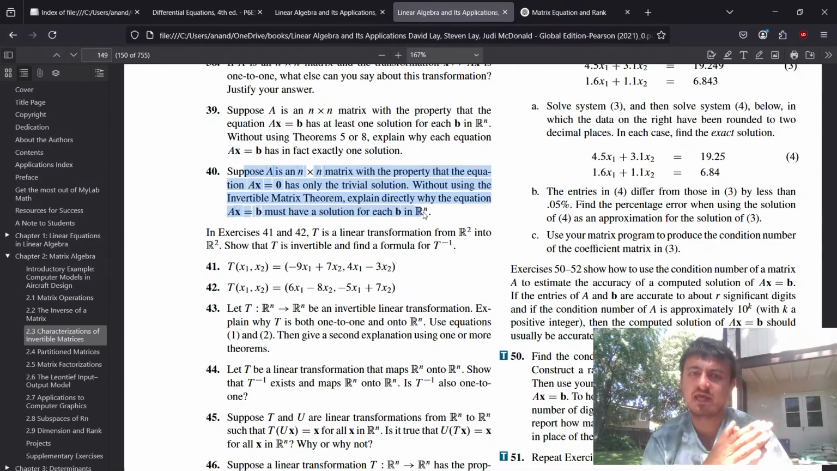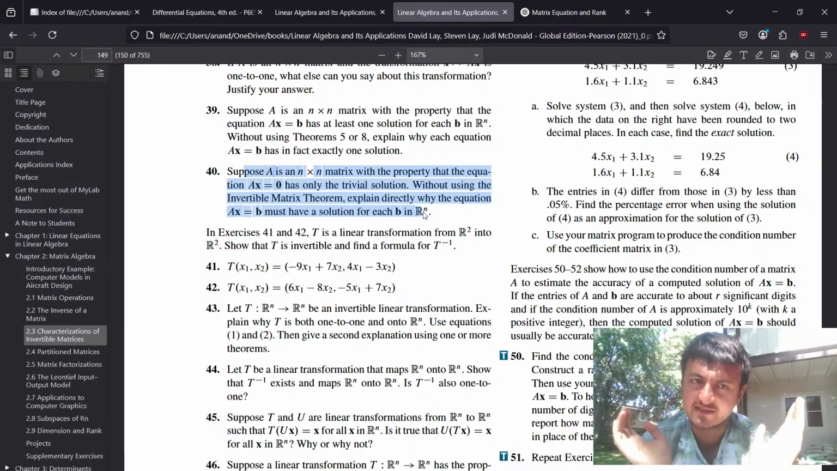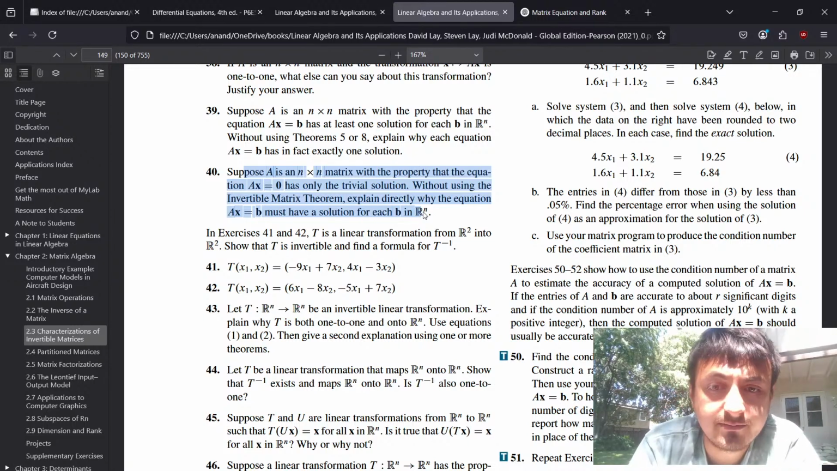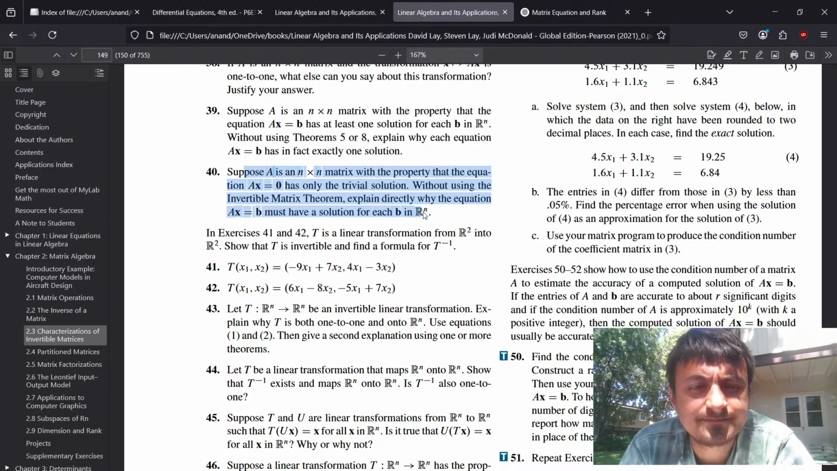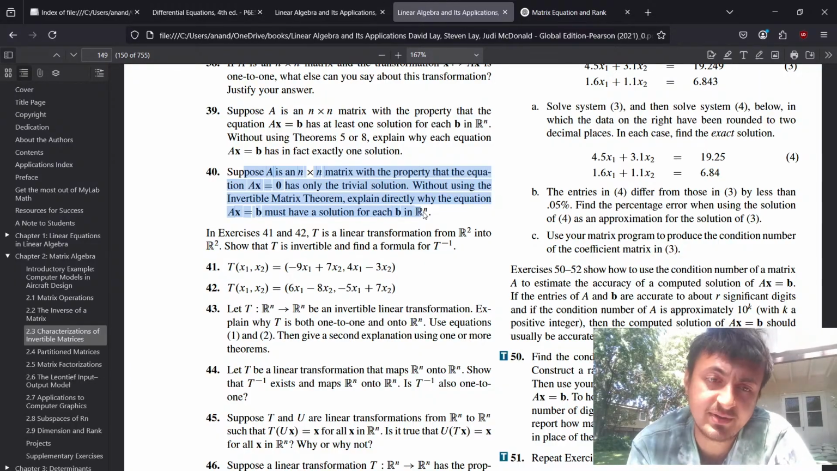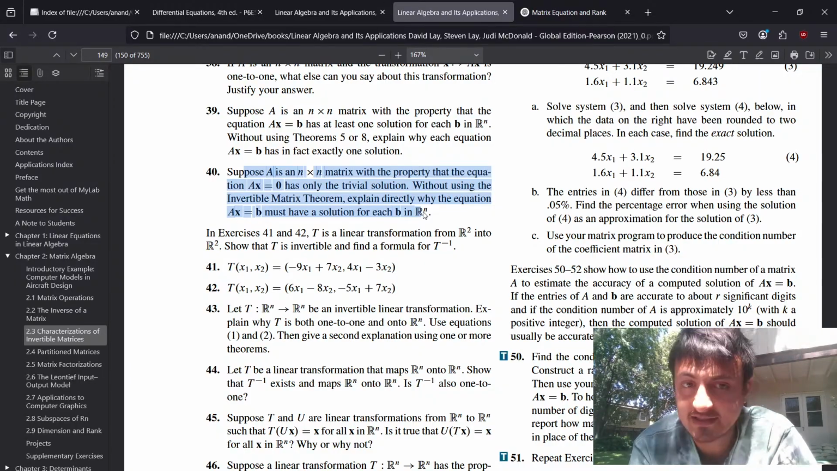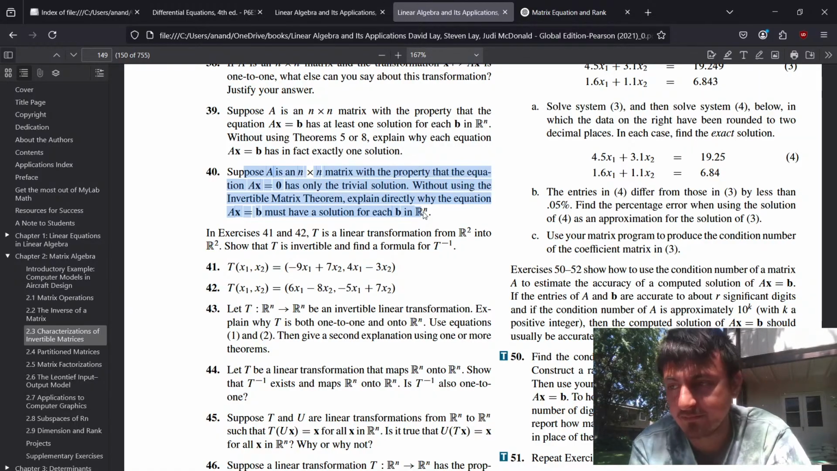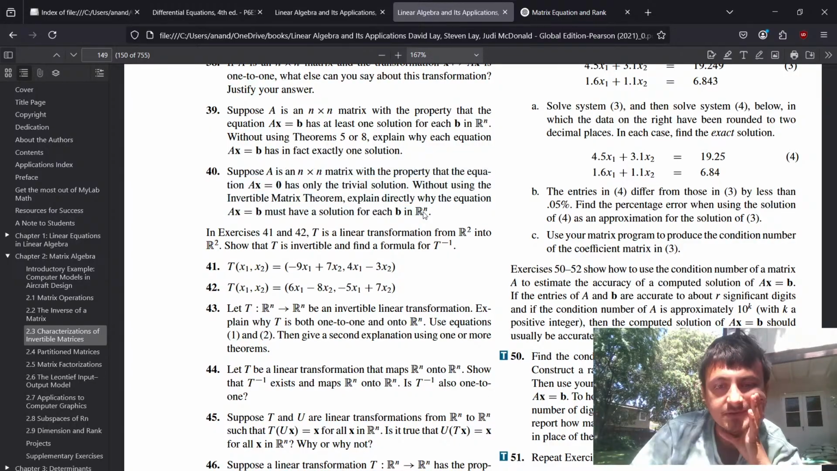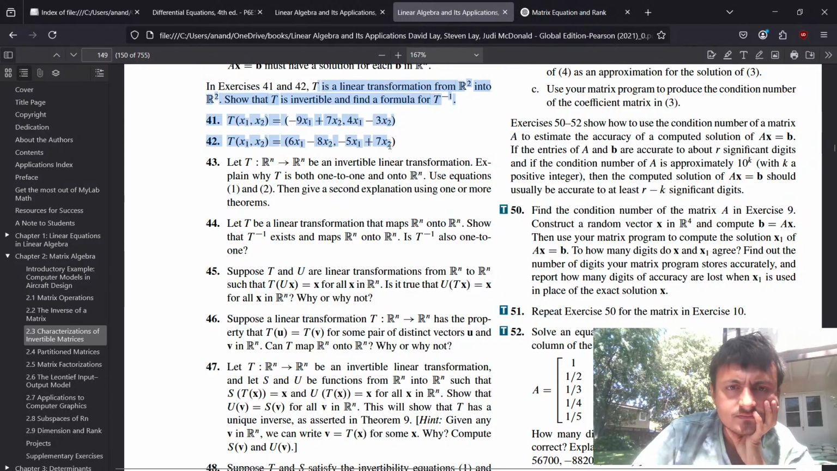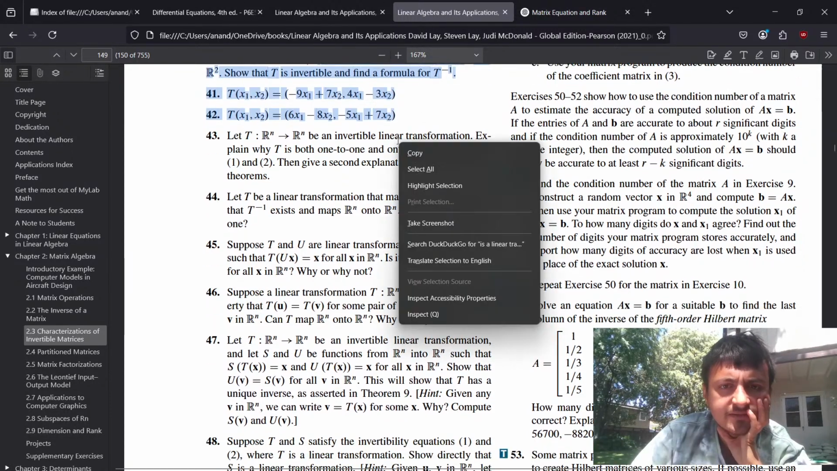Look, if it's n by n and you can't get to 0 by any other means than through 0, without using the invertible matrix theorem, why must it span? Well, it's n by n, and it only has the trivial solution. So we have n pivots, then the columns are independent, and since we have n independent columns, we must span Rn. That's my proof. I think that's right. Nah, no, it's boring.